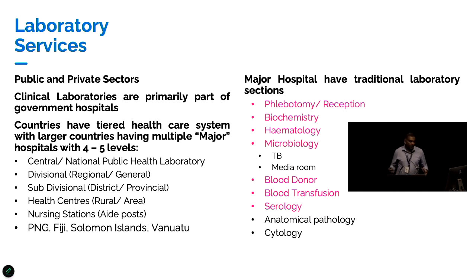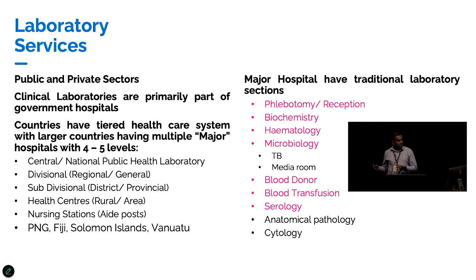Countries in the region have a tiered healthcare system, so some larger countries like PNG, Fiji, Vanuatu, Solomon Islands, etc. have multiple major hospitals with 4 and 5 levels, and they're generally divvied up into a central or national public health lab, which does exist in PNG and Fiji. We've got divisional or regional or general hospitals, followed by subdivisional or district provincial hospitals, health centers, nursing stations, and so I've just listed some of the other countries that do have that there.